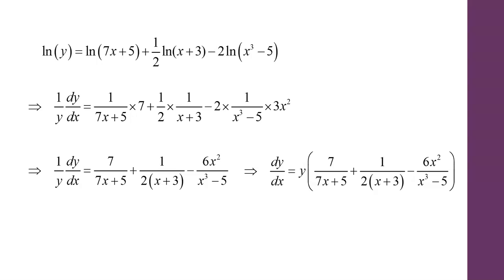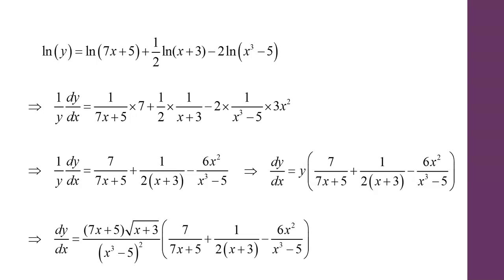And the last thing we always want to do is, when possible, replace the y with the equivalent function in terms of x. Our initial problem didn't have any y's on the right side, only x's. We chose to rewrite it in logarithmic format, but our answer should be back in terms of x's. So we're going to replace the y with the expression that it was equal to when we first started this problem, which was 7x plus 5 times the square root of x plus 3, over x cubed minus 5 squared.